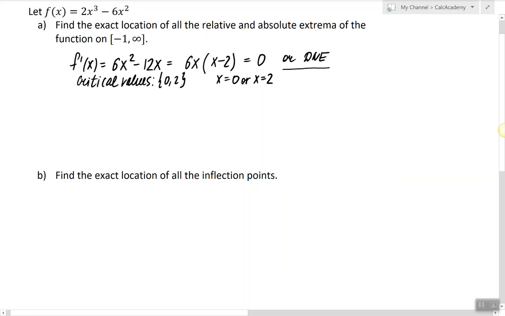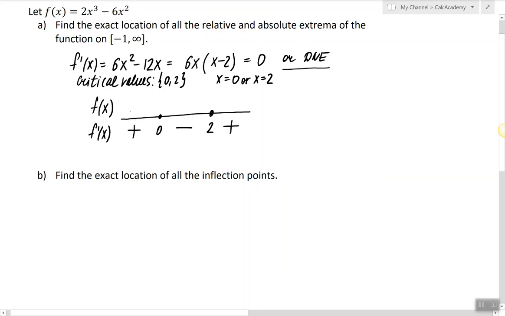0 and 2. Next, we construct the sign chart for the derivative of the function. On the sign chart, we put all the points where the derivative is equal to 0 or does not exist. And then we draw the sign chart. So here the derivative is positive to the right of 2, negative between 0 and 2, and positive to the left of 0. And these signs we interpret the following way.